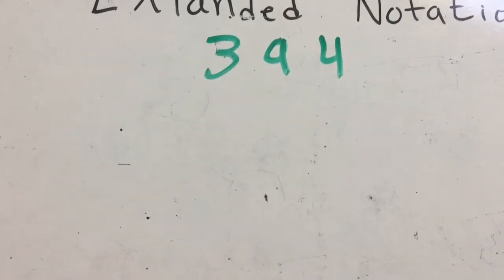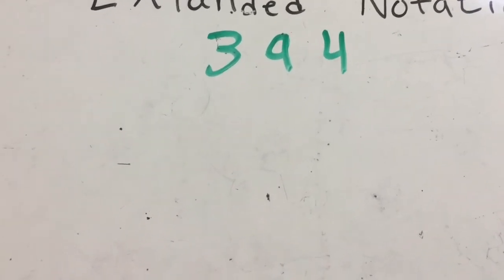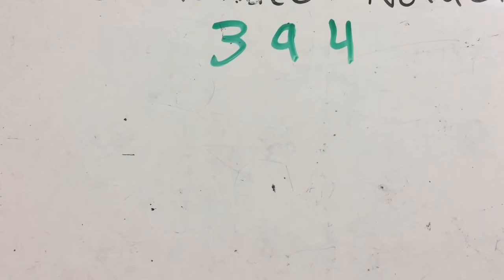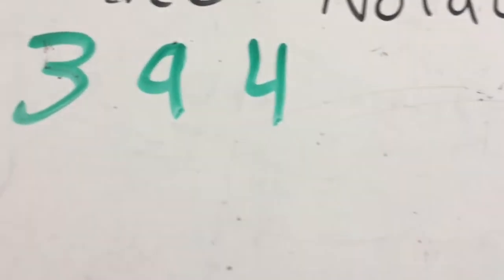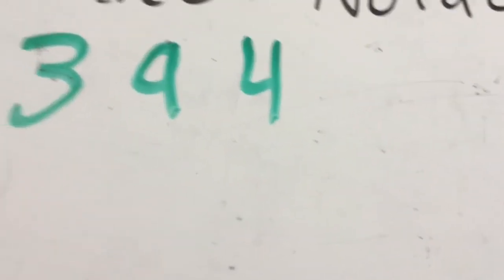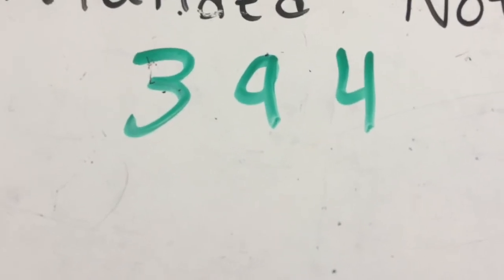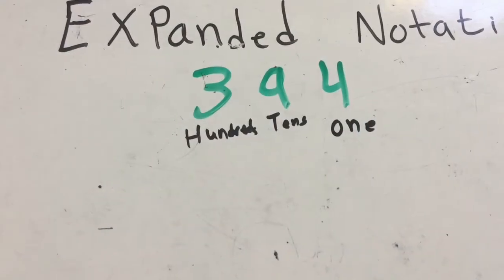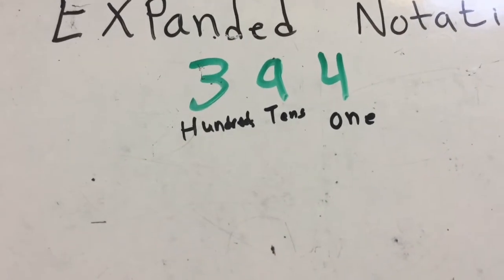Okay, let's start with the number 394. Because there are three numbers, there are three places. 4 is in the ones place. 9 is in the tens. 3 is in the hundreds. Three different places. Okay, so this is kind of like how the numbers have a value.